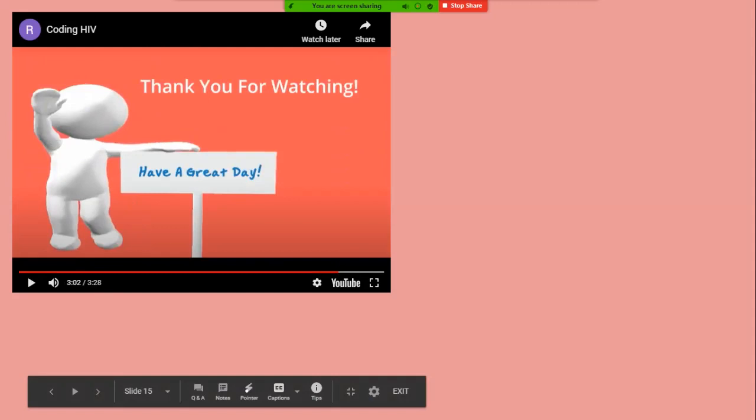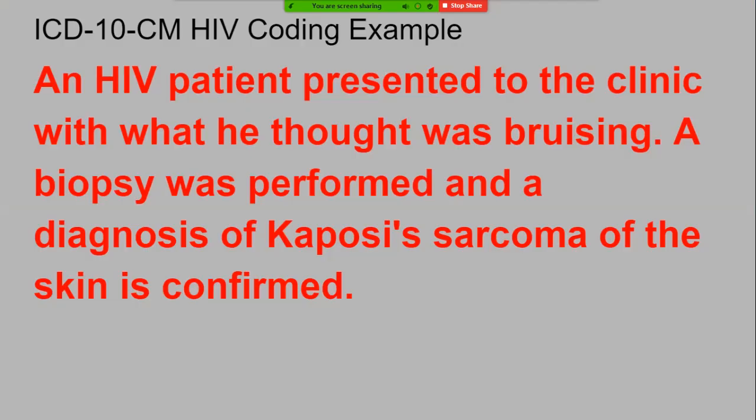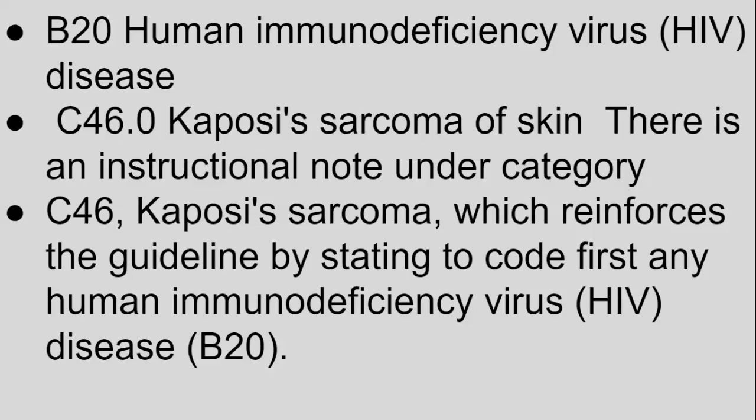So I hope you were doing a little bebop dance when that was going on. An HIV patient presented to a clinic, this is an example, with what he thought was bruising. A biopsy was performed and a diagnosis of Kaposi's sarcoma of the skin is confirmed. B20, well, let's just say HIV disease. Then you have your Kaposi's sarcoma of the skin, C46.0. C46 Kaposi's sarcoma reinforces the guideline by stating to code first any human immunodeficiency virus, HIV disease B20.